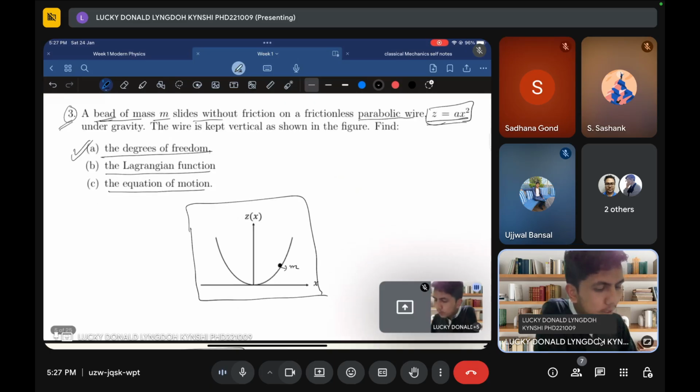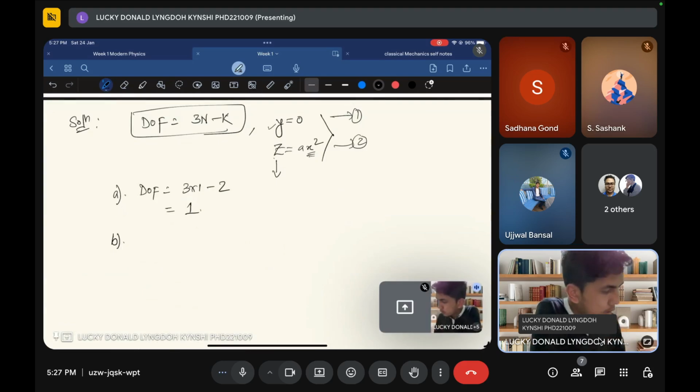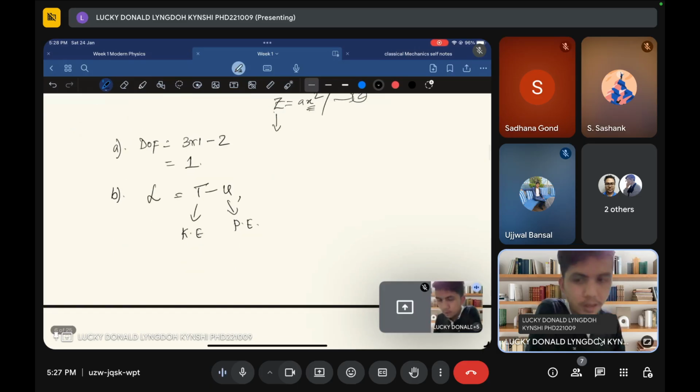So we have to write the Lagrangian. Okay, now how do we write out the Lagrangian? So Lagrangian is equal to T minus U, which is the potential energy. Correct. Now T is what? T is your kinetic energy and U is your potential energy. So now we have to write first your kinetic energy and your potential energy. So T is equal to what? Half of m.